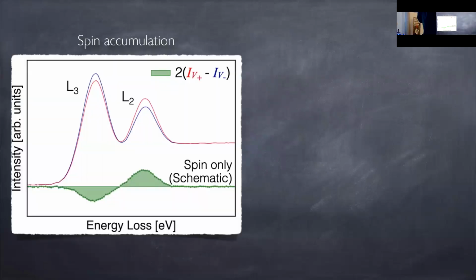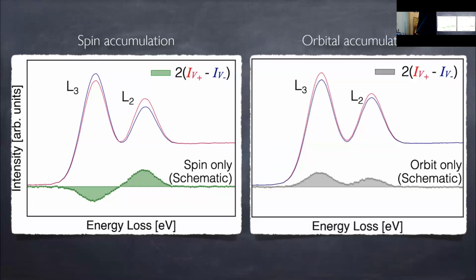Now, let me see what I have here. If I have a spin accumulation, like in magnetic 3D transition metals such as iron, it should look like this. If I have orbital accumulation, it should look like that. And then I just have to do the measurement and see which one I have. If there is a spin Hall effect, this is what I will see on the left-hand side. If it is an orbital Hall effect, I will see something like that.